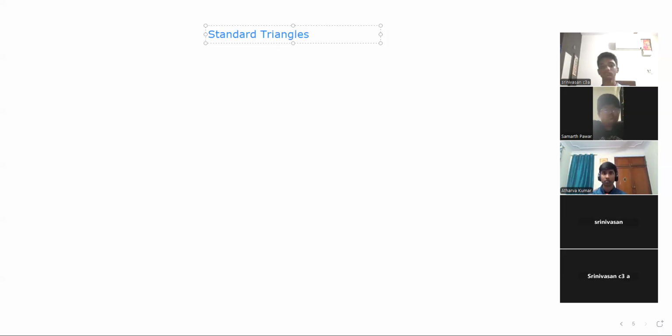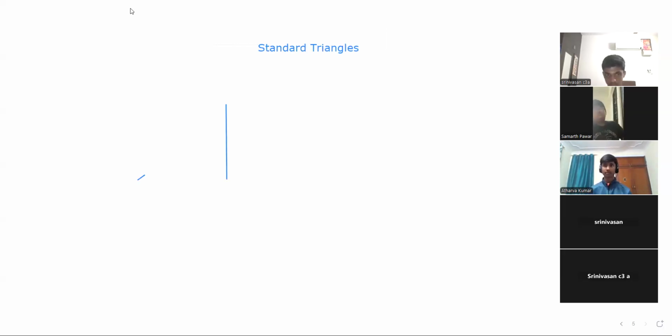Now, what are these standard triangles? They are triangles with some specific measurement of angles in them. And why are we learning it? Because it will save us time. It will help us to memorize the trigonometric table. That's why we are learning.